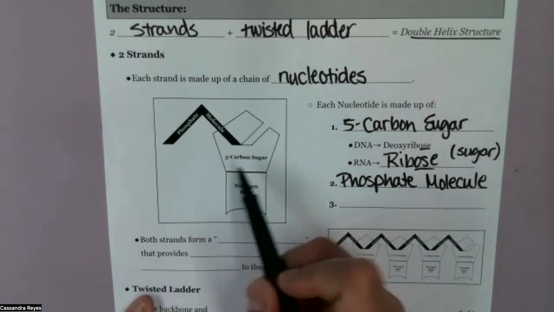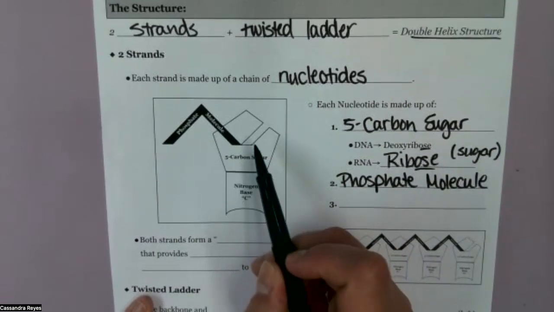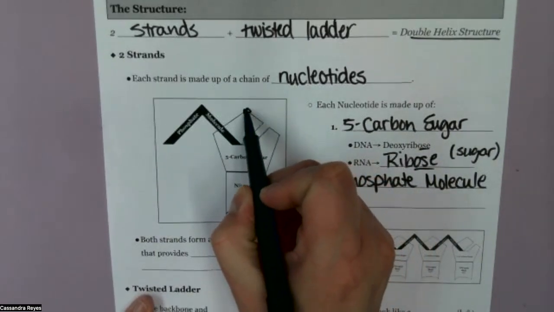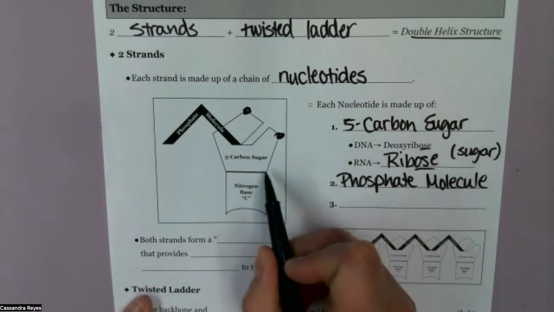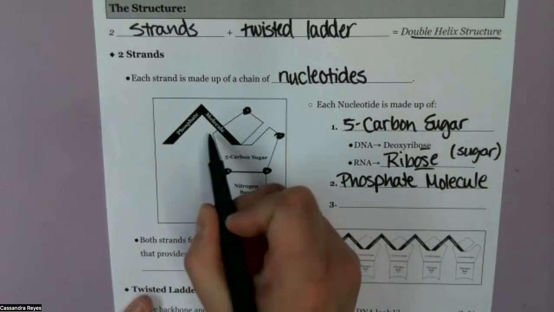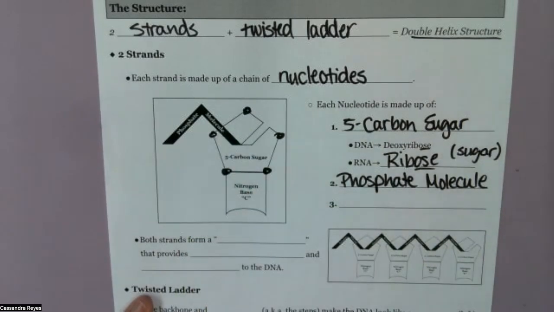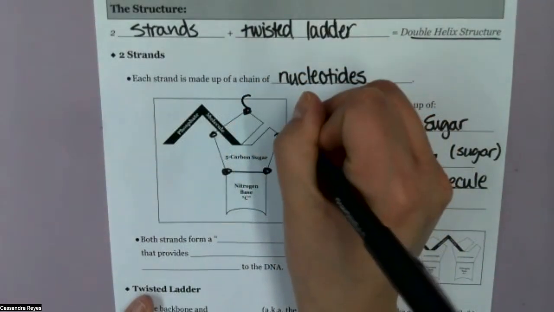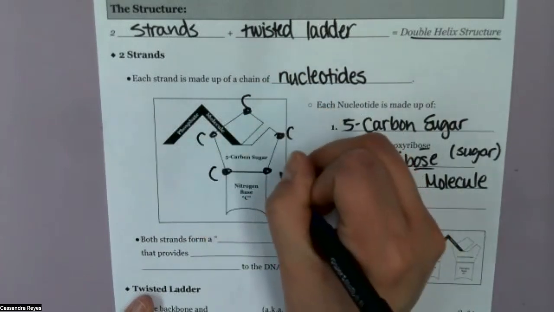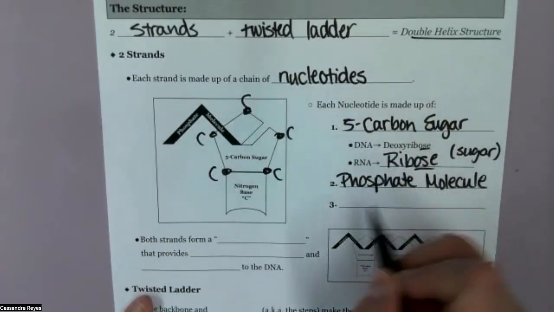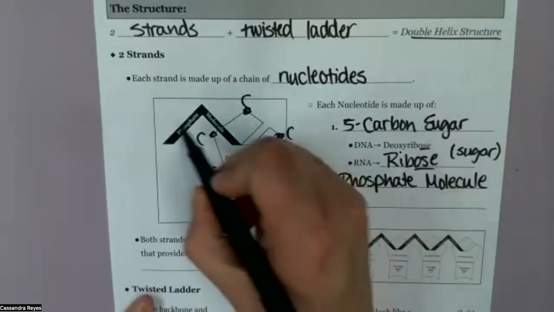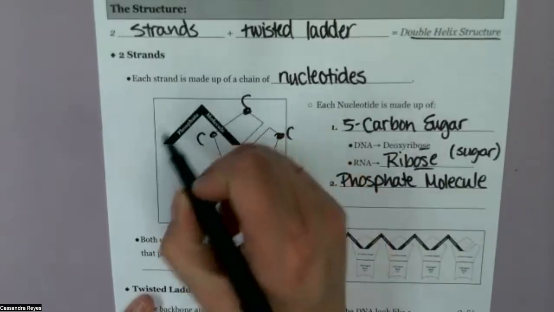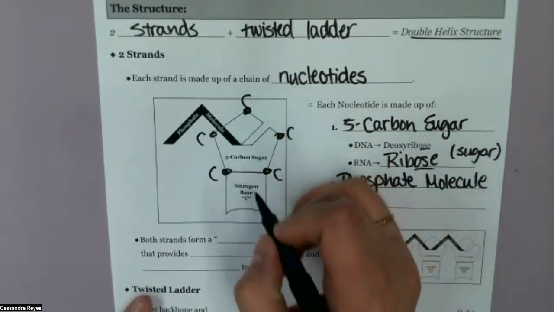Which, if I forgot to point these out, anyways, here's the 5-carbon sugar here. If you look at the five points, here's 1, here's 2, here's 3, here's 4, here's 5. That's what it's referring to with the 5-carbon sugar, because basically what's at each point here is a carbon molecule. So anyways, it's a 5-carbon sugar. We're also going to have this phosphate molecule, which is connecting each piece here. You'll see how they fit together.